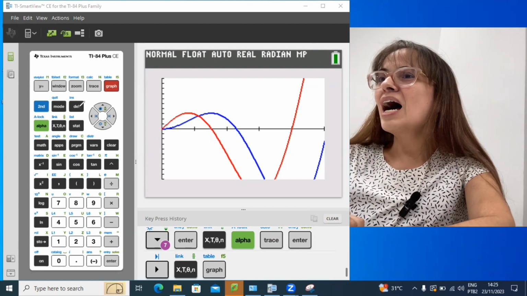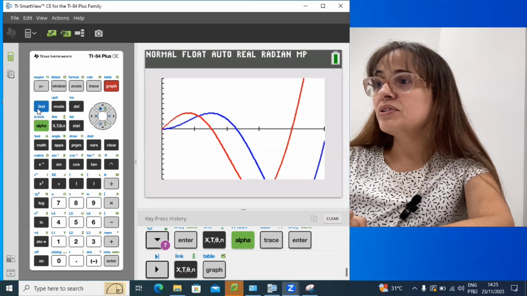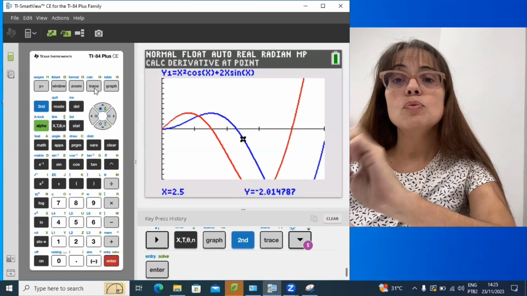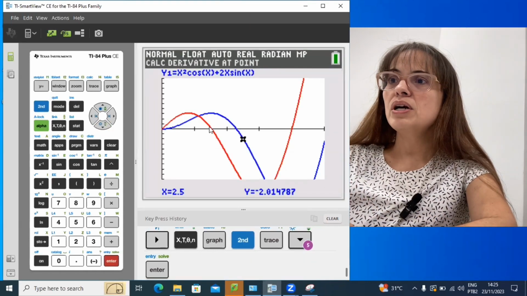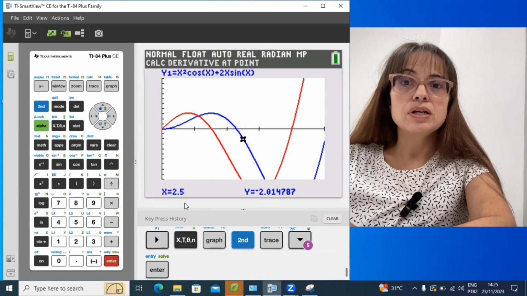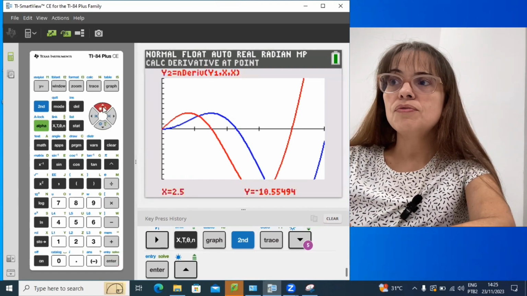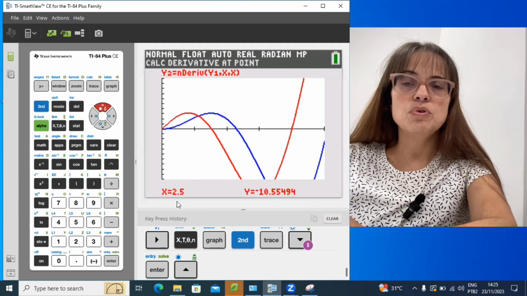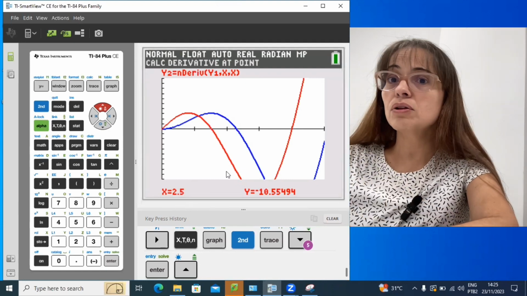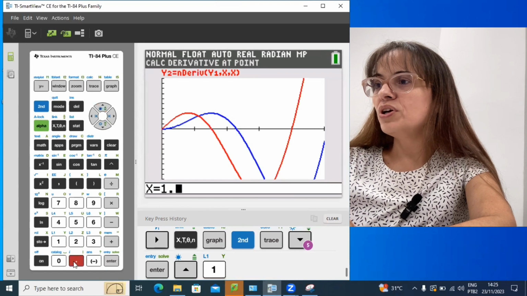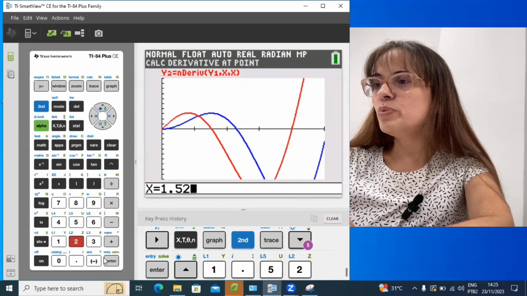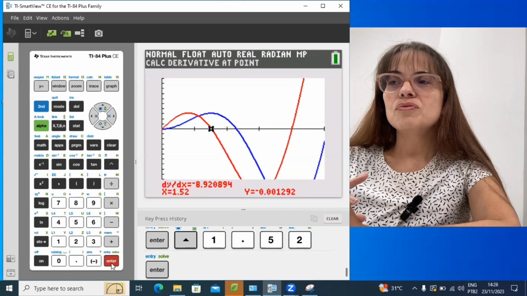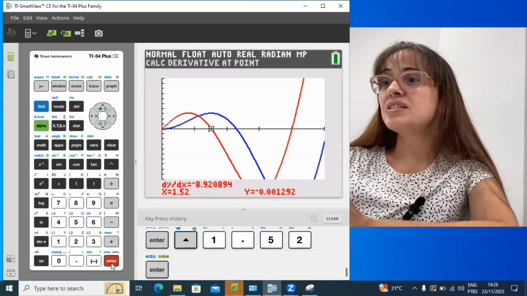1.52. So I am going to use the second calc menu to ask for the derivative, but I want the derivative of the red function, right? Right now it's clearly looking at the blue function, so let's change it to the red function. And remember that it's not going to ask me for the value of x. I just have to tell it that it's 1.52 without being asked. So there you go. The derivative of the derivative function at that point is negative 8.92.